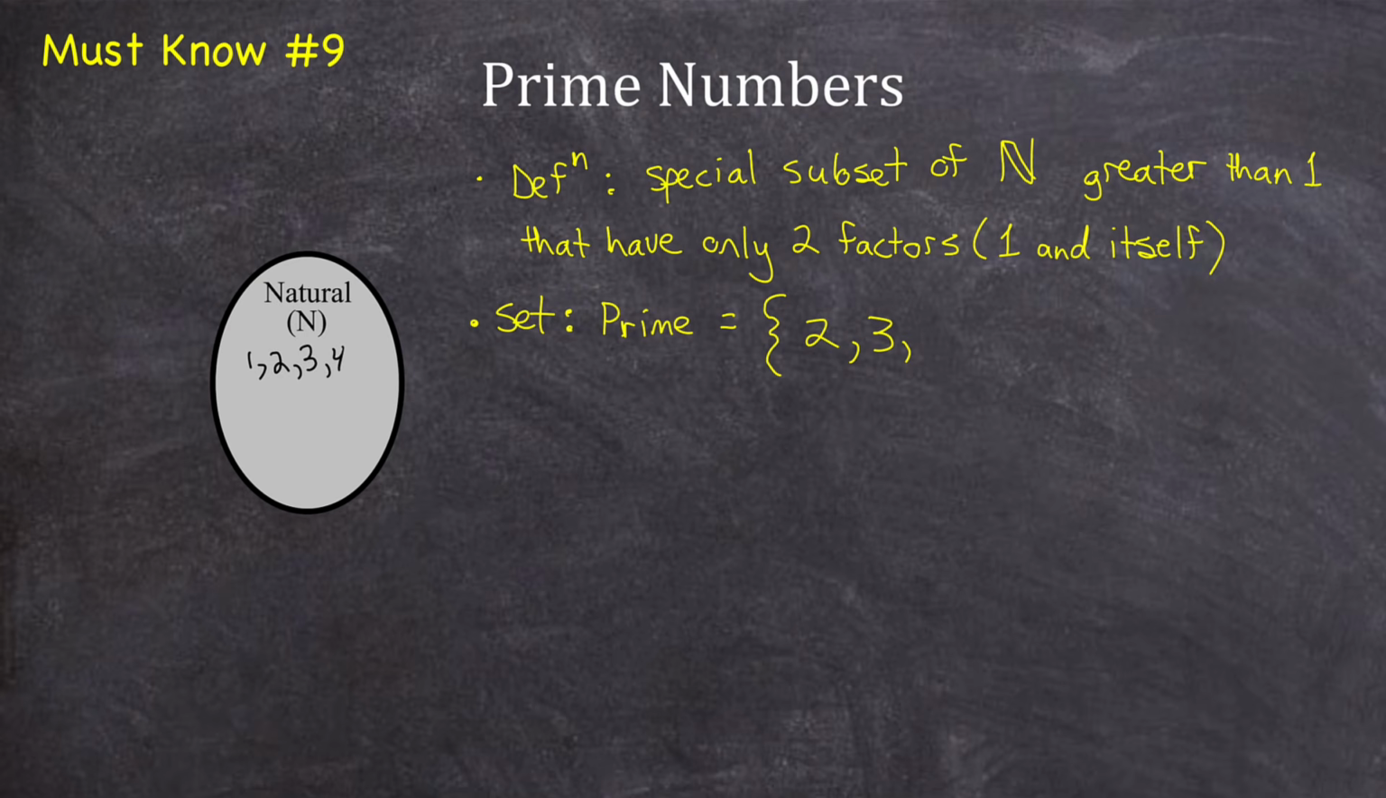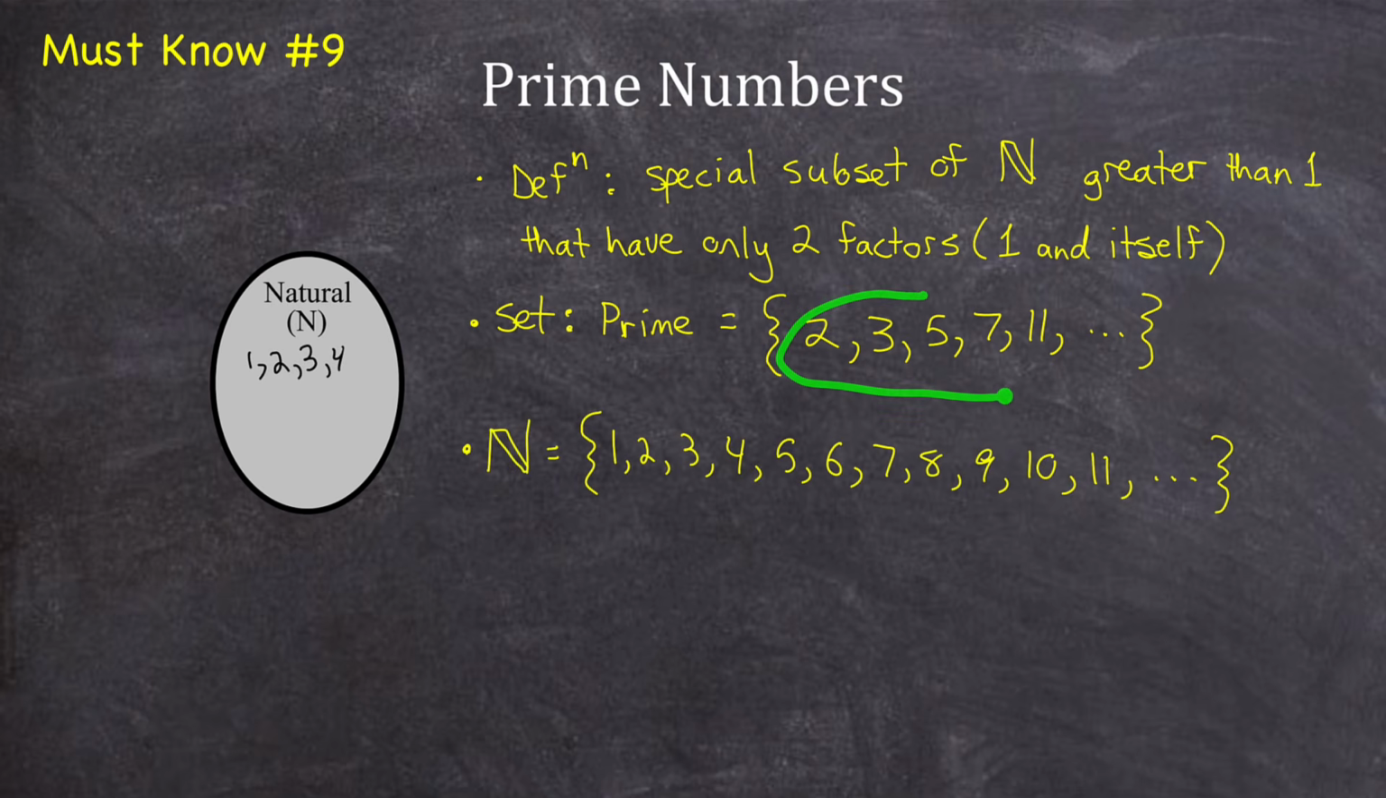4 is not prime because the factors of 4 are itself 4, 1, but also 2 divides evenly into 4. So 4 is not prime. But 5 would be prime. Its only factors are 5 and 1, and 7, 11, and so on. And if I remind you of the set of natural numbers, notice every prime number can be found in the set of natural numbers. 2, 3, 5, 7, 11. Every prime number will be found in that set of natural numbers. So the set of prime numbers are a subset of natural numbers.